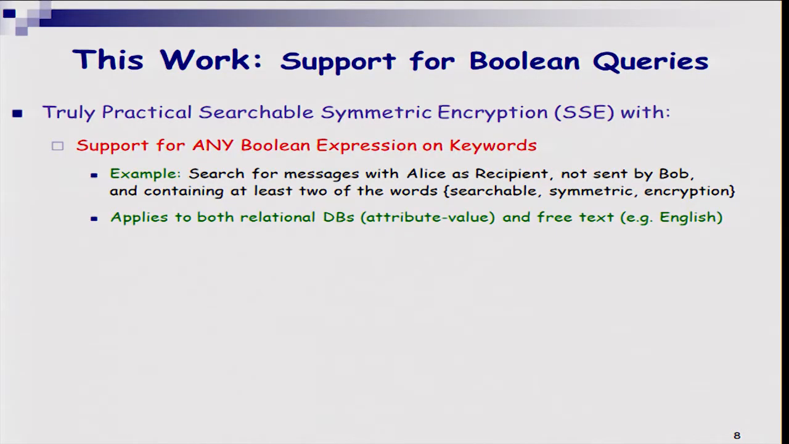So this brings us to our work, in which we actually do searchable symmetric encryption with support for Boolean queries. Essentially, we can answer any Boolean expression on keywords, such as I mentioned before, Alice, give me the messages with Alice as recipient, not sent by Bob, and containing at least 2 of these 3 words. And we can do it on relational databases. We can do it in free text. We can do it in any combination of these things.